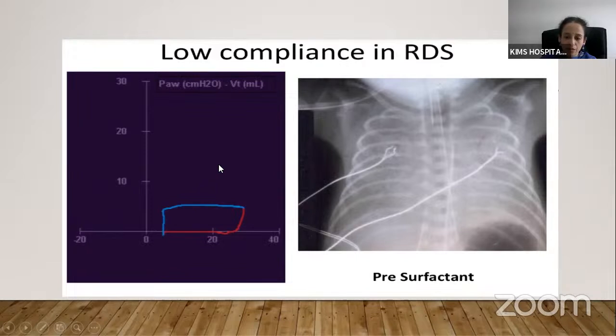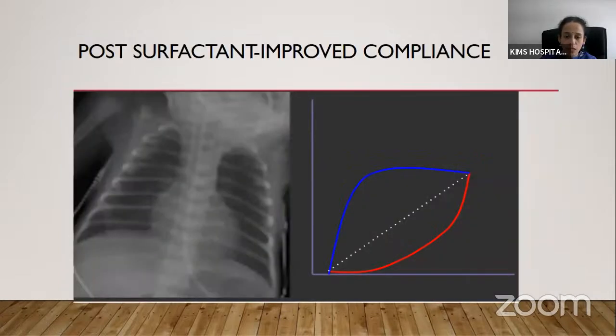So this is the pre-surfactant PV loop. Once we have given the surfactant, obviously the lung expansion is there, and the reticulogranularity, everything is gone. Now the slope of the compliance curve has increased for this baby.